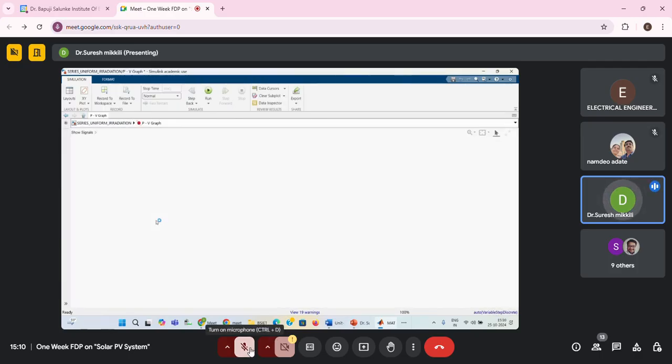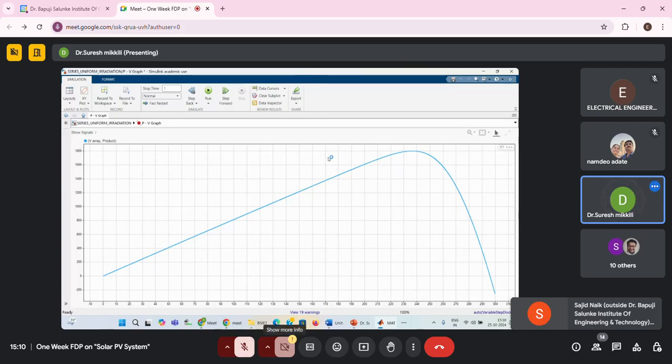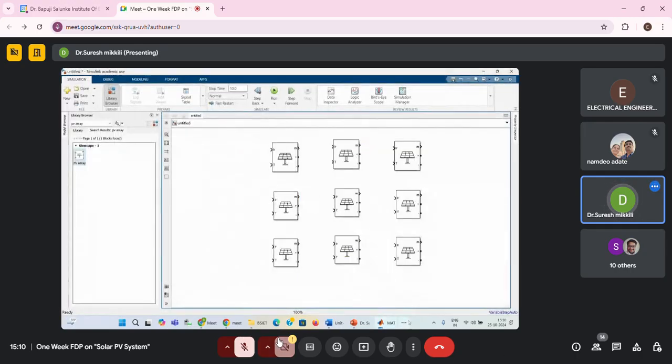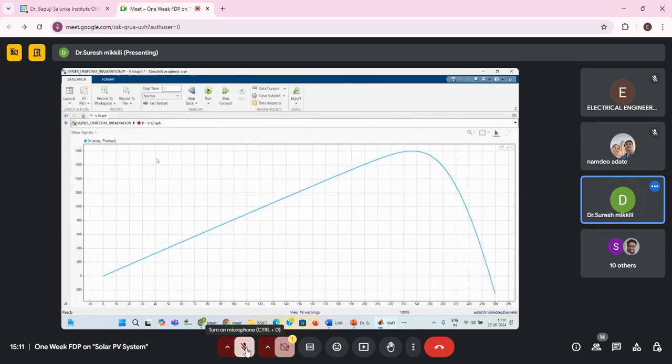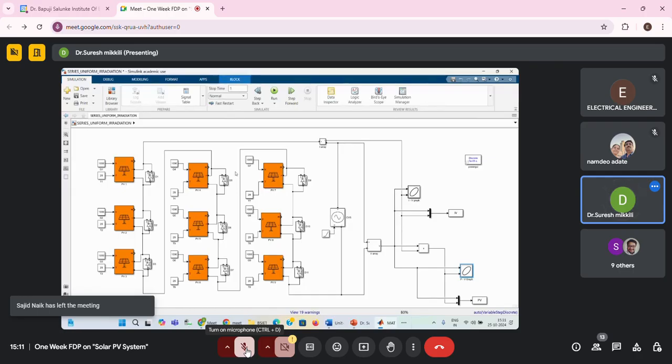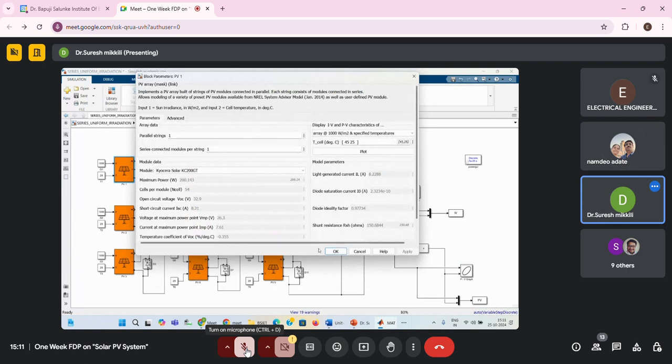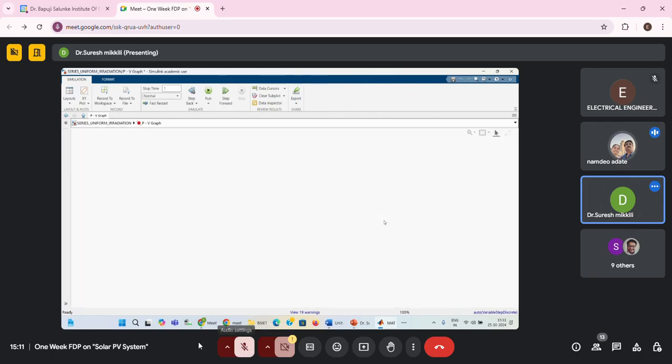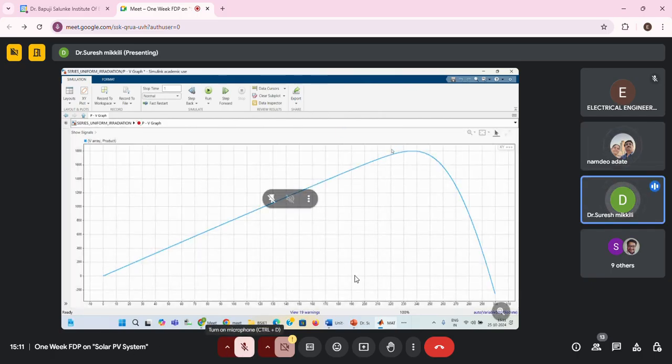The PV curve, if you see, the power is from 0 it is taken. The power will be how much you should get? 9 modules you have taken. Power will be how much? When you take 9 modules, the power should be how much? So 9 modules, each module with 200 watt, 1,800. So approximately 1800 you got. Is it okay? Yes, yes.